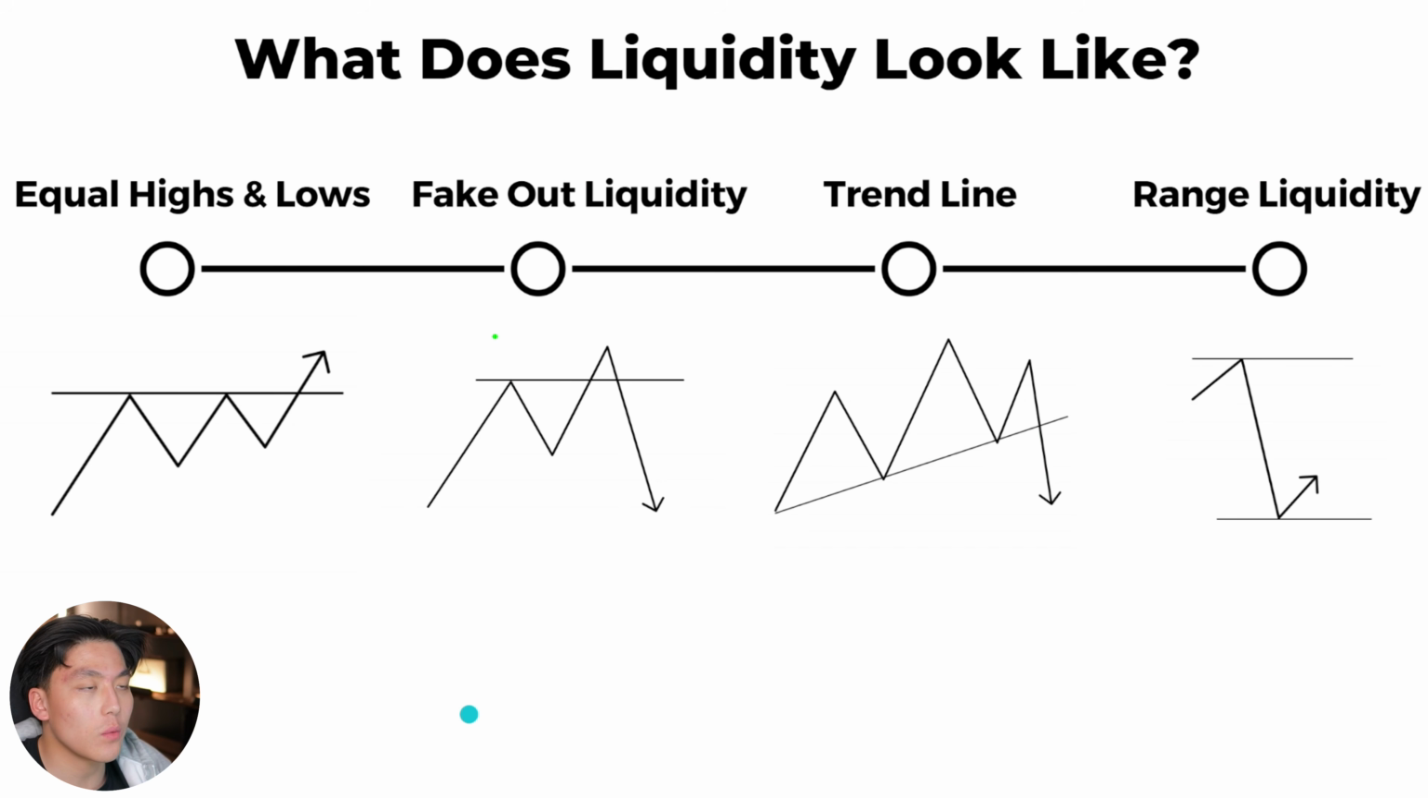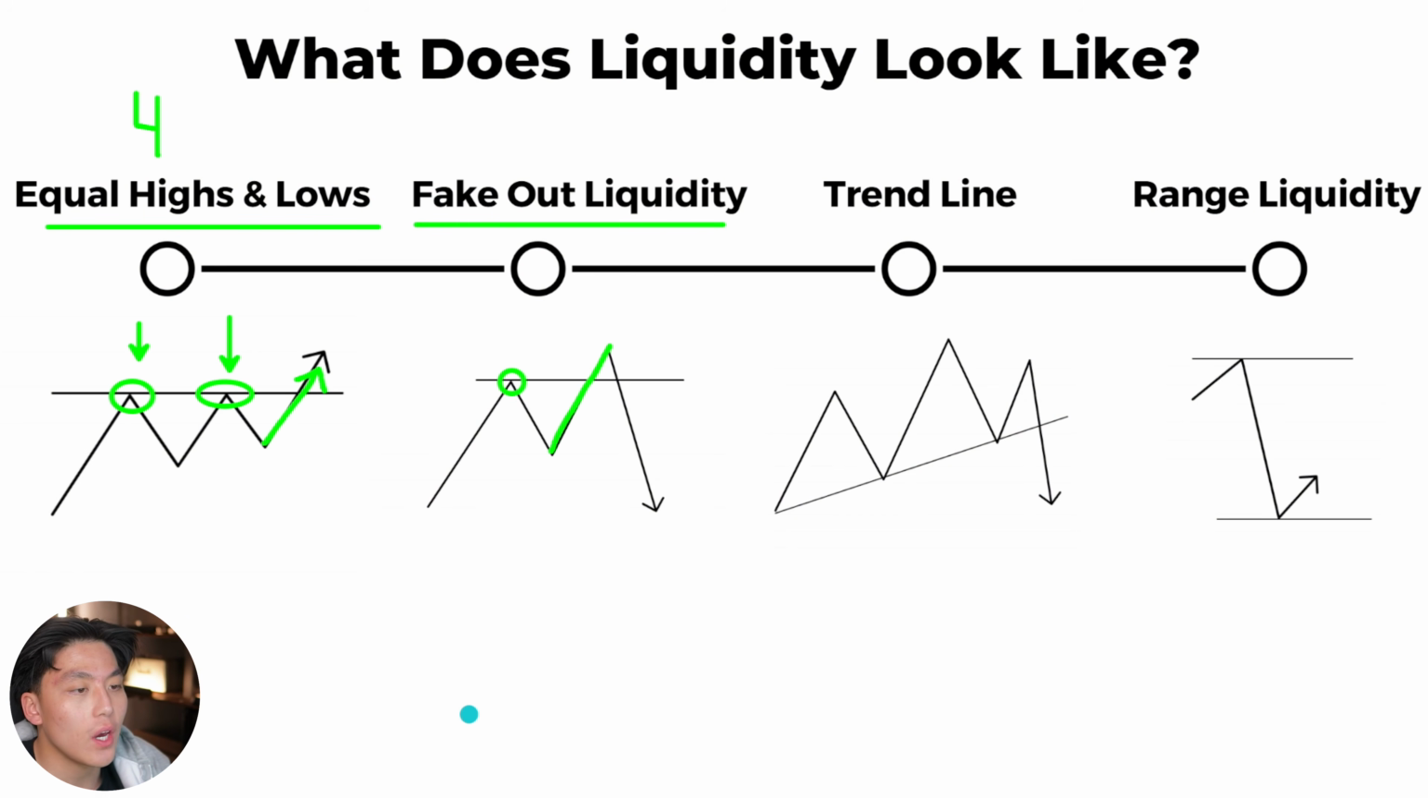So this is exactly what liquidity looks like in the markets, and it can come in four different ways. First one being equal highs and equal lows. Whenever we have built up liquidity, what can we expect? We can expect continuation towards the upside because there is liquidity being built above these equal highs. Next one is what's called fake out liquidity. Fake out liquidity is when we have this swing high, price pushes above the swing high, and we fail to close above the swing high, sweeping out the liquidity, and most of the time reversing back towards the downside.